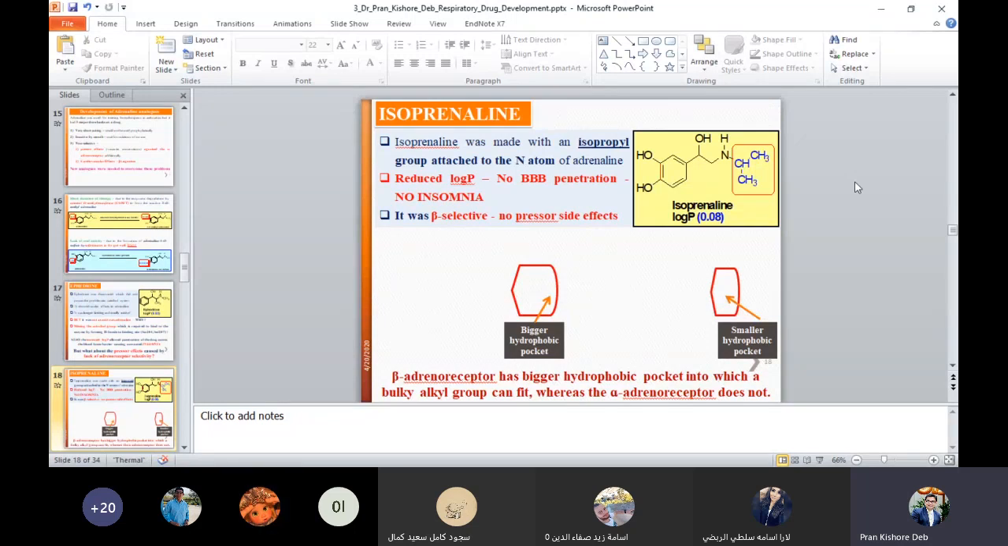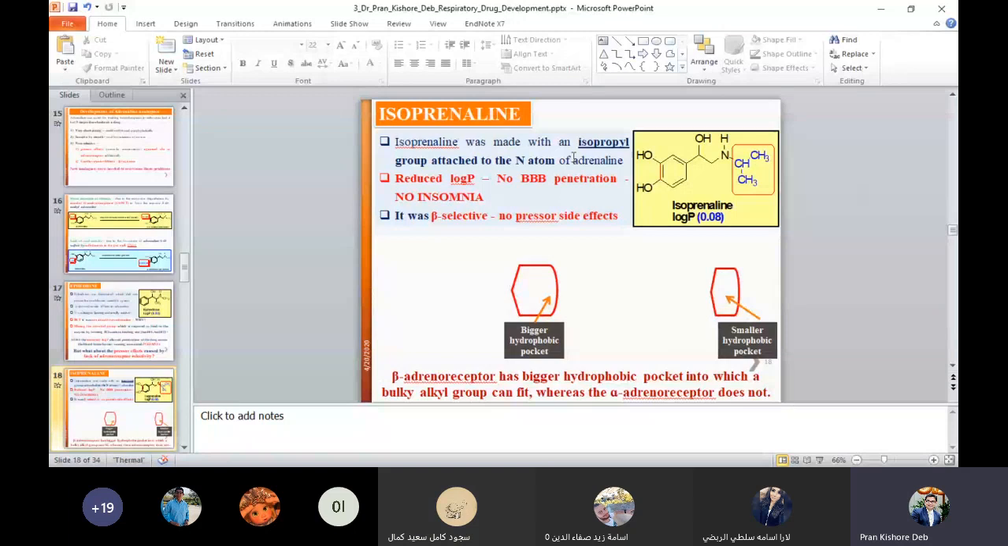Now listen to my question carefully. What is the advantage you see as compared to ephedrine? We can say it will not have any cardiovascular effect or CNS side effects. No, not the cardiovascular, because of the presence of isopropyl. So isopropyl is bigger than the methyl alkyl group.